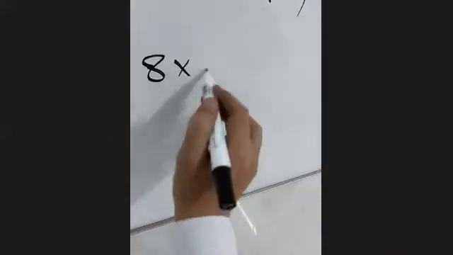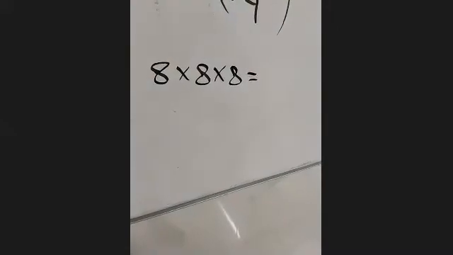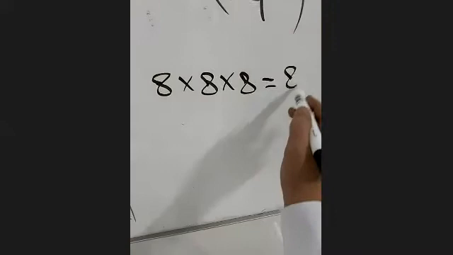8 multiply 8 multiply 8. How many 8s do we have? We have three 8s. 8 to the power 3.